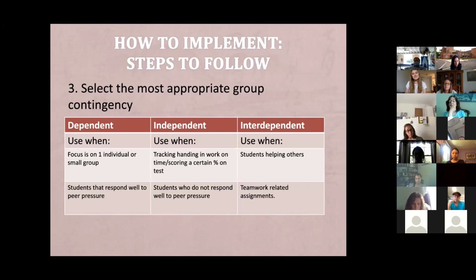And it's good for the teacher because now maybe you won't have a line of 10 students at your desk wanting to ask questions, because you have your students helping each other out. So these are just a few examples of situations where each contingency would be better.